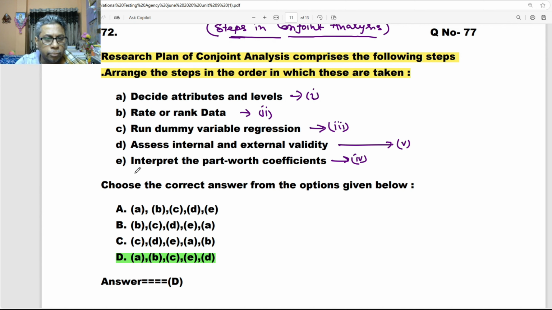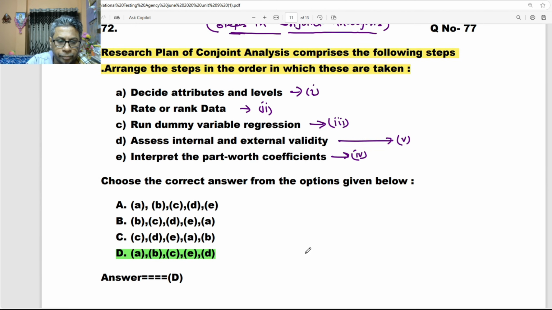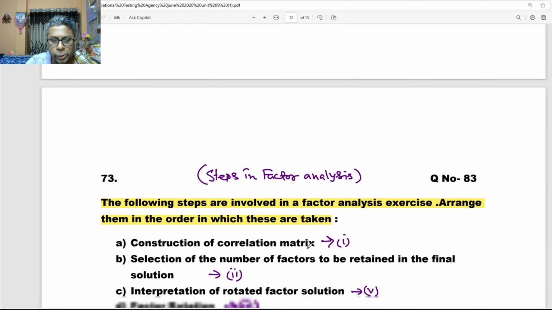Step number 4: interpret the part-worth coefficients. And finally, number 5: assess internal and external validity. This is the last step. So these 5 steps mean option D is correct. Now we move on to our next question.